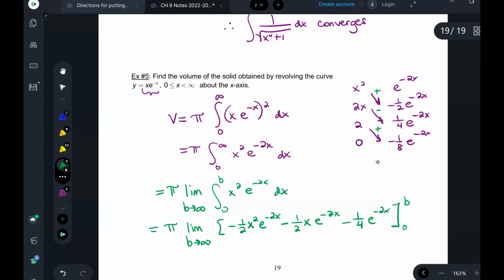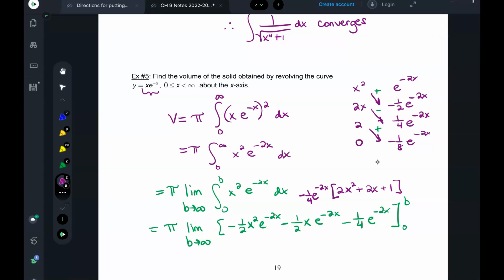Okay, so what I can do here is factor out a negative 1/4 e to the negative 2x from that whole thing. So that'll be 2x squared plus 2x, and that'll be plus 1.